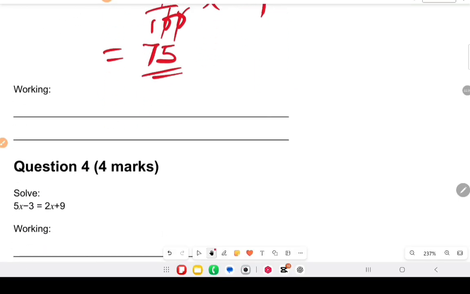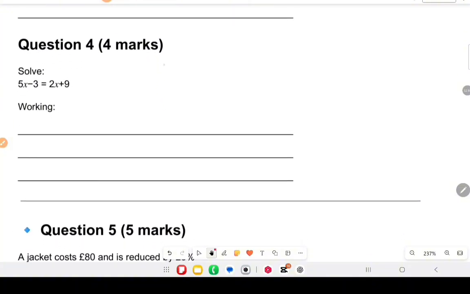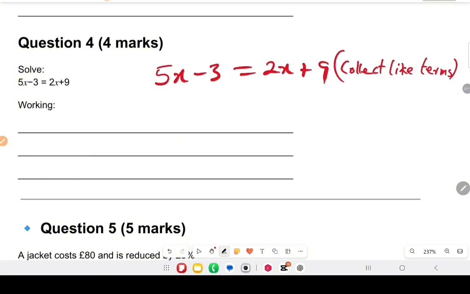We move further to question number 4. Question number 4 says solve 5x minus 3 equal to 2x plus 9. What we do, we collect like terms. When we collect like terms, meaning numbers to one side and the one with the alphabet to one side, we retain 5x. We have to move this 2x to the left hand side. When we move it, it's plus 2, crossing the sign of equality becomes minus 2x equal to, we retain 9. This is minus 3, crossing the sign of equality becomes plus 3.